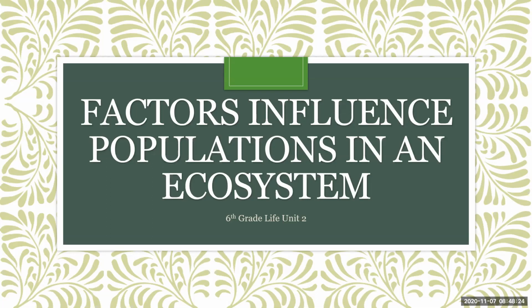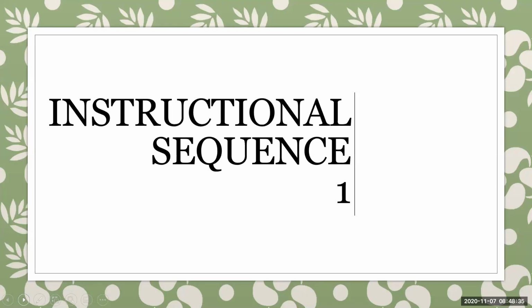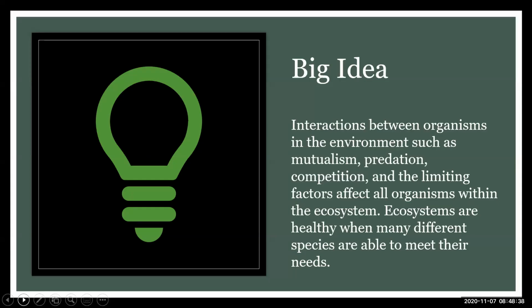For Unit 2, we moved to a slightly different situation where we have factors that influence populations in an ecosystem. For this one, we are going to change our anchor phenomenon, and we'll talk about that in just a minute. Our big idea is interactions between organisms and the environment. Ecosystems are healthy when different species are able to meet their needs. We're talking about that interrelationship we discussed first, but going more in depth, and the fact that those relationships need to be healthy for a healthy ecosystem.